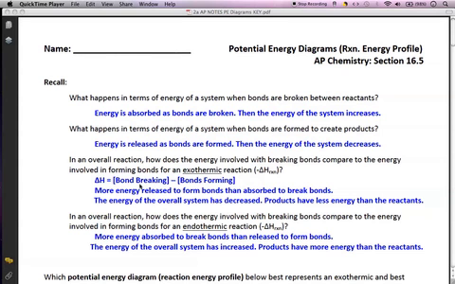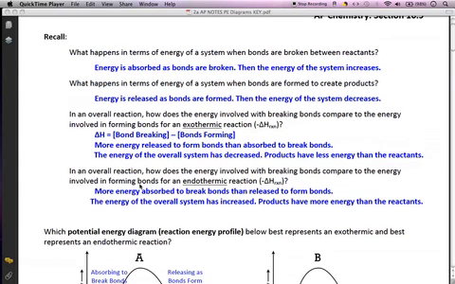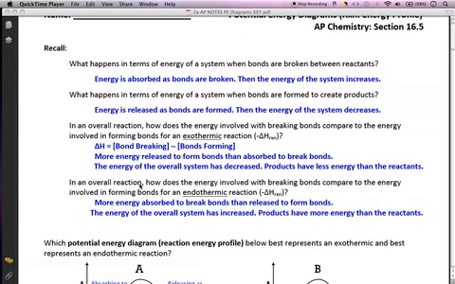For an endothermic reaction, we know it's the opposite. There's going to be more energy absorbed to break bonds than was released to form any bonds in the products. So the energy of the overall system is increased. So in an endothermic reaction, because the overall system is increased, the products would have more energy than the reactants. So pause the video just for a second if you would like and see if you can look at these potential energy diagrams on the next part of your screen and identify which is exothermic and which is endothermic.